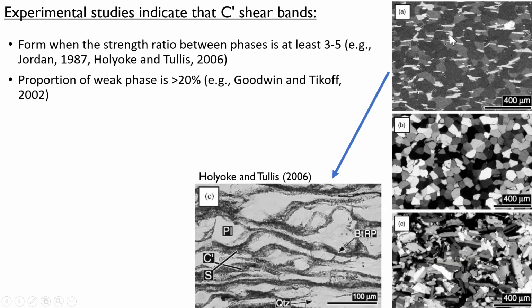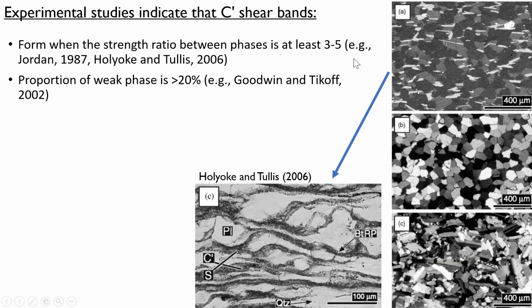have quartz and feldspar and mica. So the feldspar would be the strong phase and the mica would be the weak phase, and the ratio between them needs to be at least 3 to 5. That's manipulated by changing the pressure and temperature conditions, mainly the temperature conditions of the experiment, and that manipulates the strength ratio between the minerals. The proportion of the weak phase needs to be at least 20% for C' shear bands to form. That's what previous research has determined.